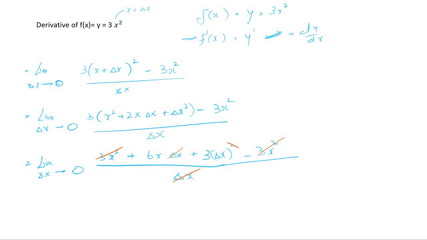So then we have the limit as delta x tends to 0 of 6x plus 3 times delta x. As delta x tends to 0, we know that this goes to 0, so we are left with 6x. So we go back to where y is equal to 3x squared, y dash, y prime, or dy over dx, or f prime, is equal to 6x.